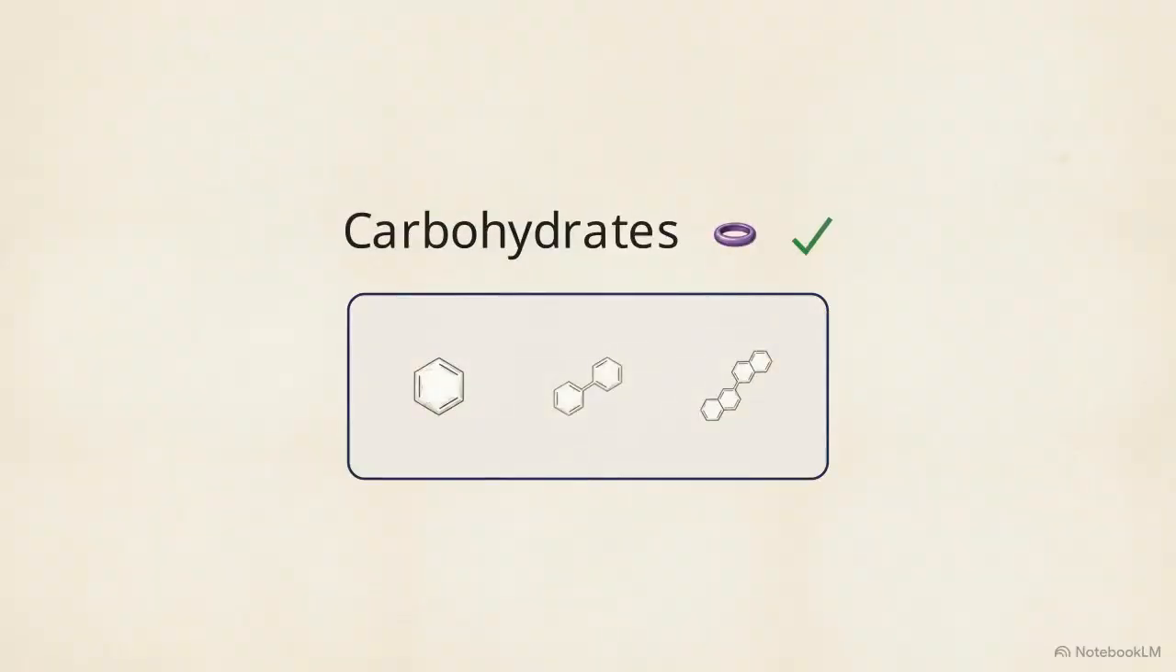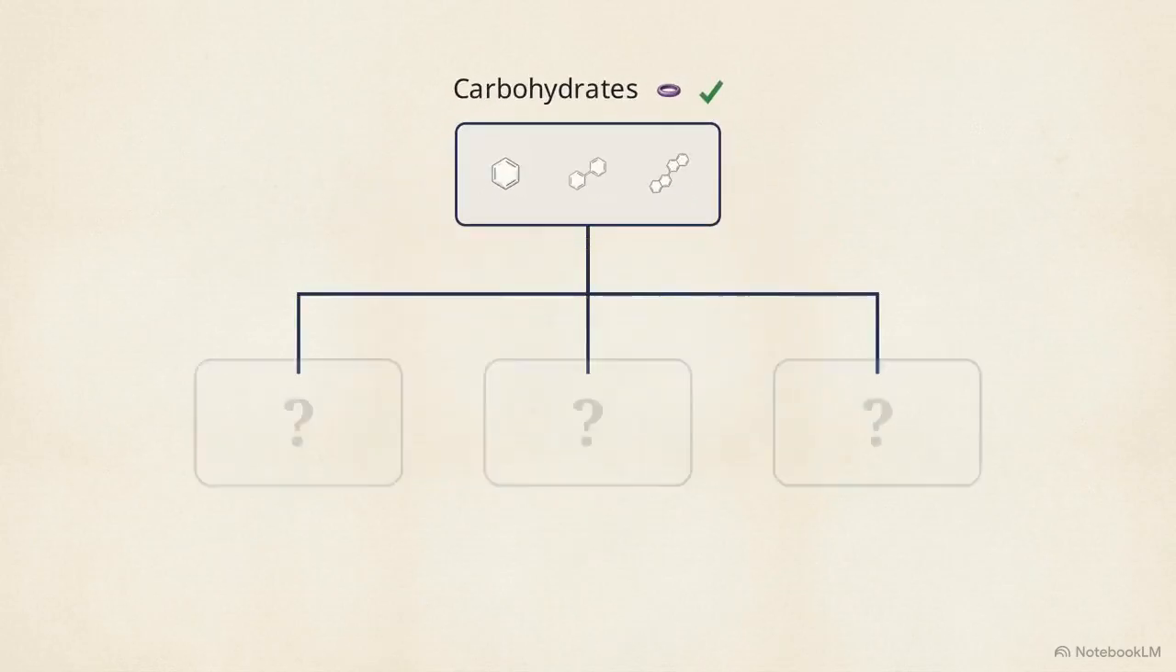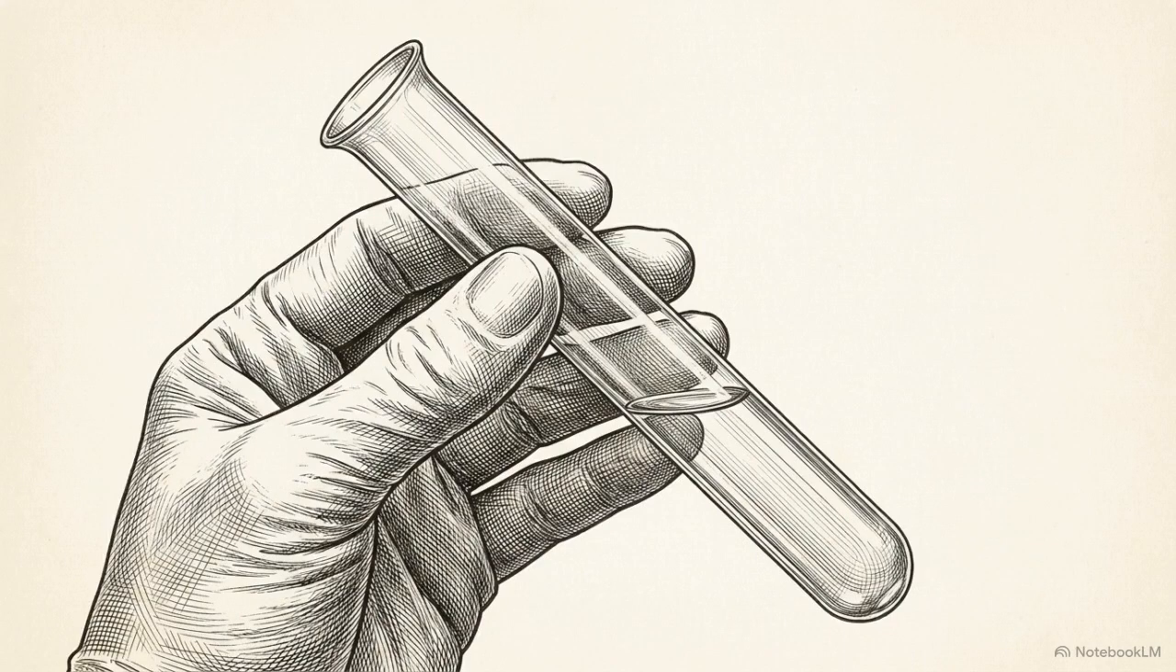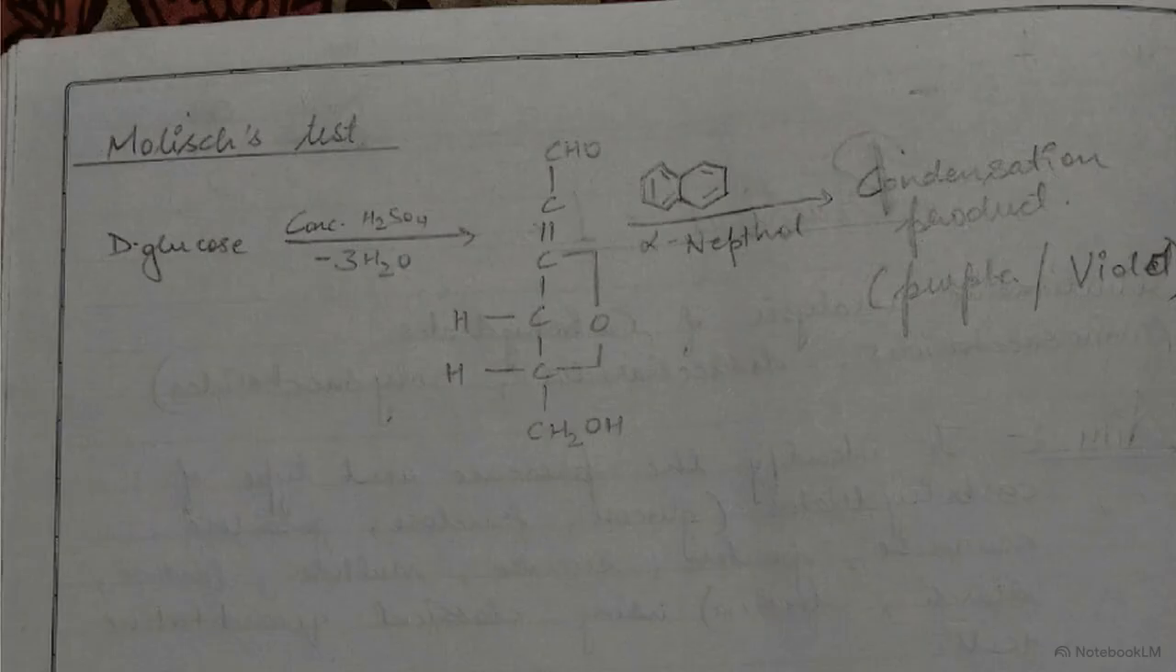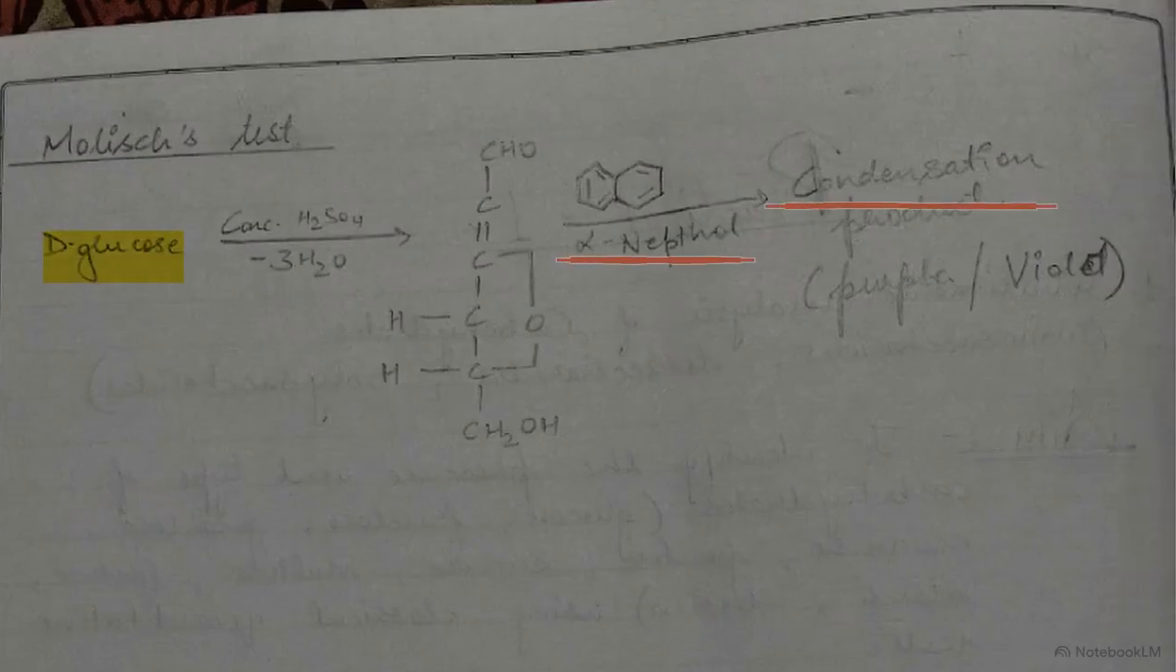This serves as a universal baseline, confirming the presence of any carbohydrate in the sample before we move to more specific identification. Precision in physical technique is required here. Concentrated sulfuric acid must be poured slowly along the inner wall of an inclined test tube, ensuring the layers do not mix. As this chemical diagram illustrates, D-glucose reacts with the acid and alpha-naphthol to produce a condensation product.